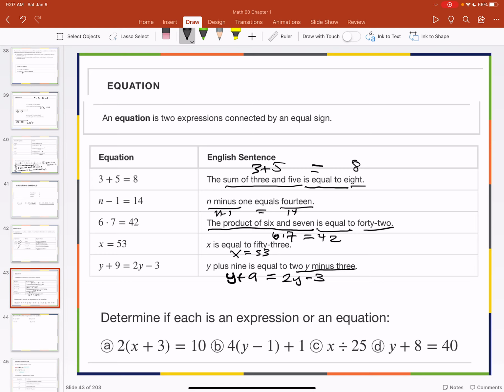Okay, so it's very easy to tell if something is an expression or equation. And basically you ask yourself, how to tell if there's an expression or an equation in front of you. Is there an equal sign?